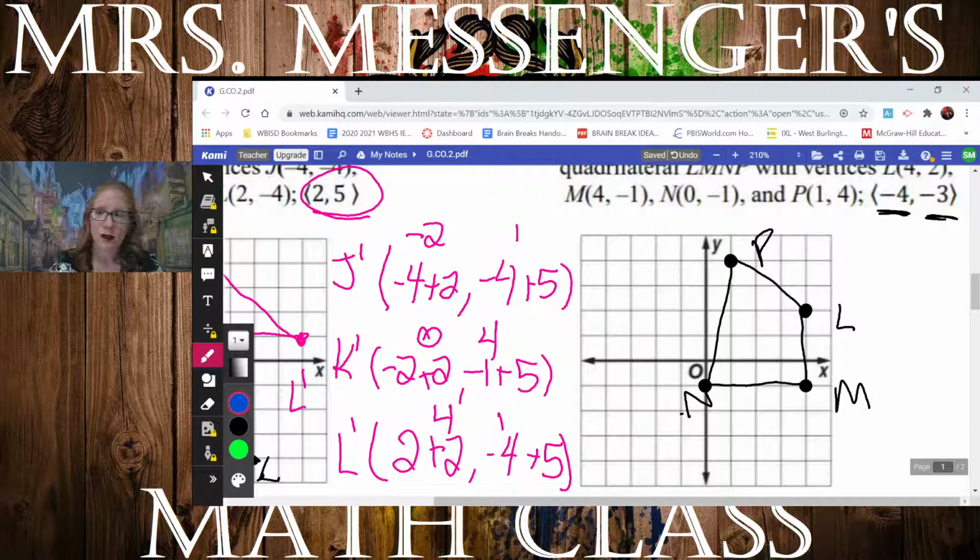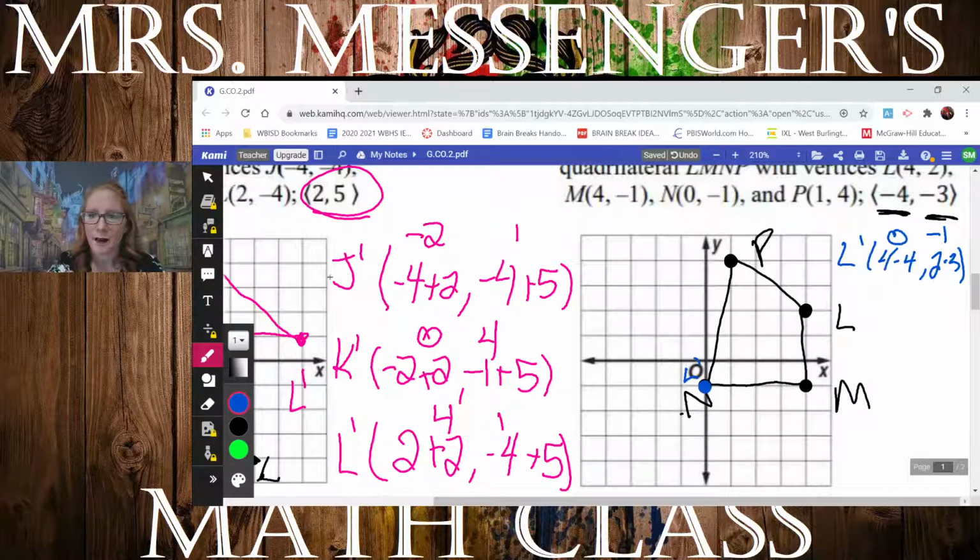There we go. So L was originally at 4, 2. So L prime is going to be 4 minus 4, comma 2 minus 3. 4 minus 4 gives me 0. 2 minus 3 is negative 1. So L changes to 0, negative 1, which if you notice, that's actually where N is. So we have 2 spots. That's okay. You can have lines and dots crossing over. That's absolutely going to happen with this.